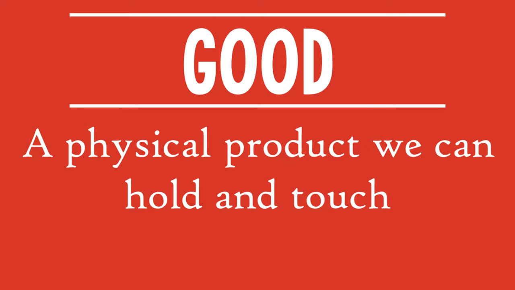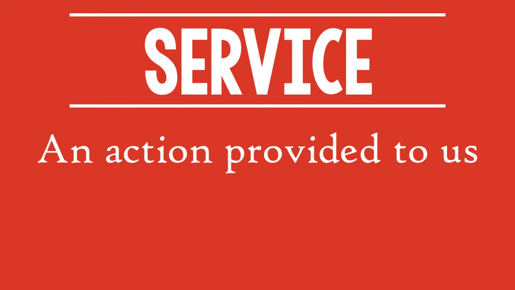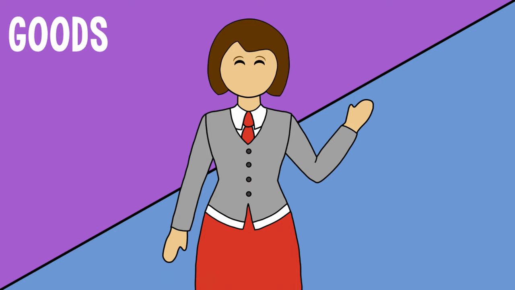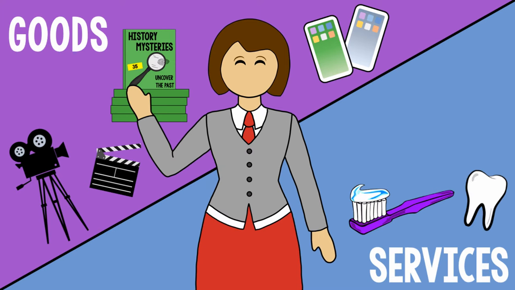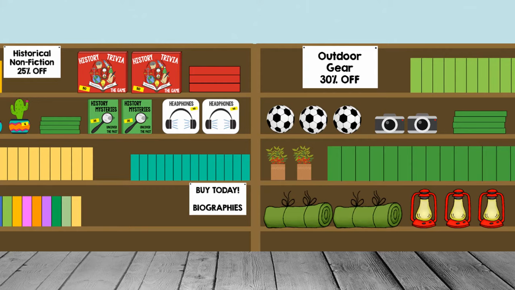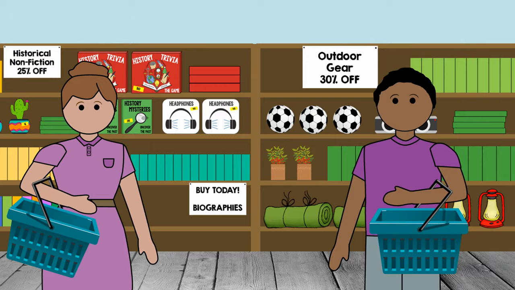A good is a physical product we can hold and touch. A service is an action provided to us, not something that can be held or touched. For example, I can buy goods like books, movies, and phones. I can also buy services, like when the dentist cleans my teeth or I get my hair cut. Whether I'm buying a good or service, I'm fulfilling my wants with my limited resources. In this case, money.